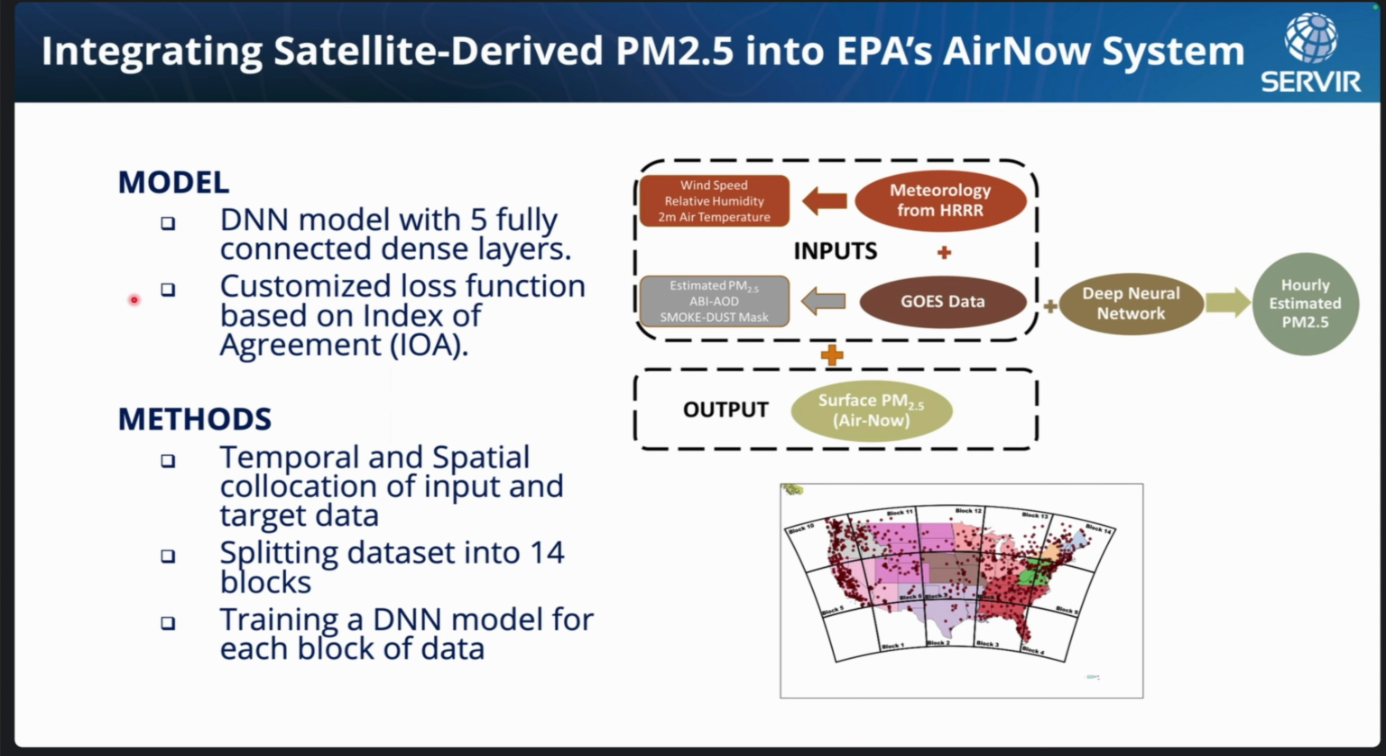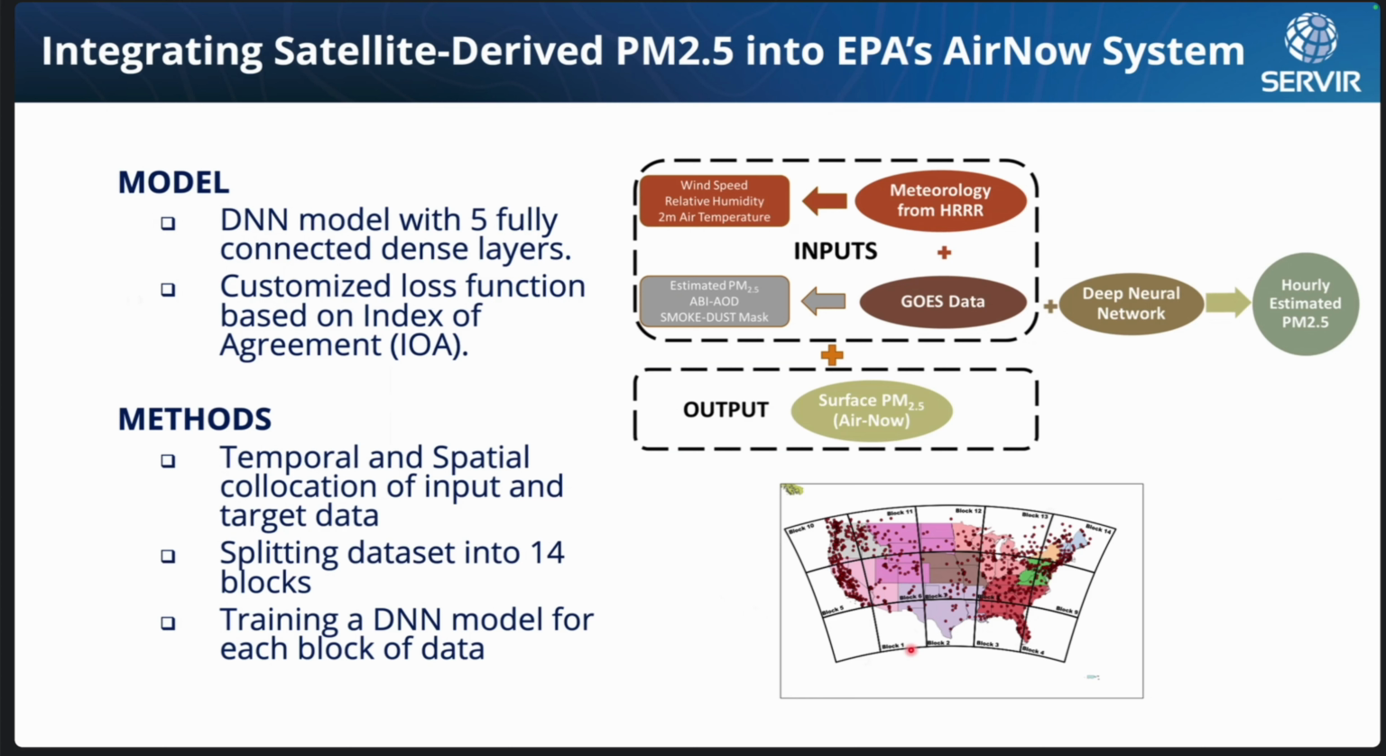And then once we have a trained model, we use that model to estimate PM2.5 at each grid location from the combined GEOS grid. To do that, we initially split the data set into 14 boxes as shown in the figure here on the right bottom. This was done so as to have regional quality for the model. For this study, we also used a customized loss function based on index of agreement, which showed a better performance than traditional loss functions like mean square error or mean absolute error.